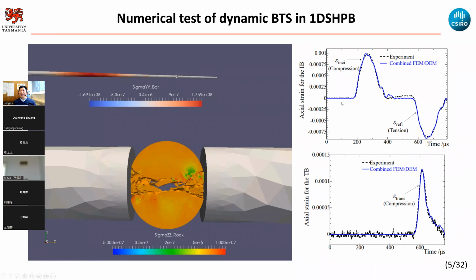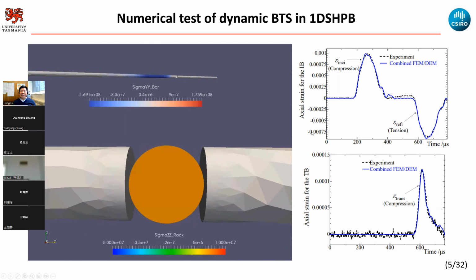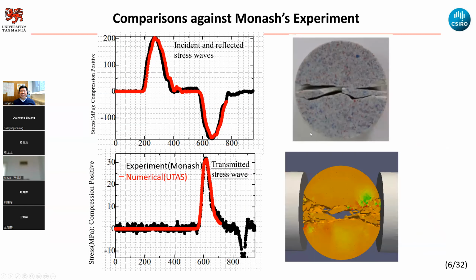So then in that case, you can trace and monitor the stress wave propagation in the incident bar and the transmission bar. Okay, so then you can use Excel to draw the data. I will show you how we get this kind of data. Then we draw that using Excel, and you can compare with the experimental results. So we compare that with a test which was completed by Monash University.